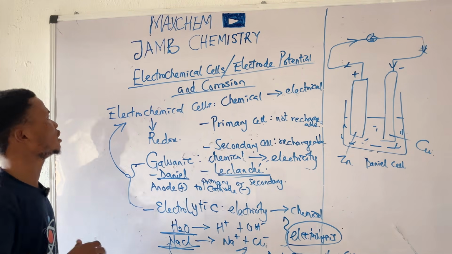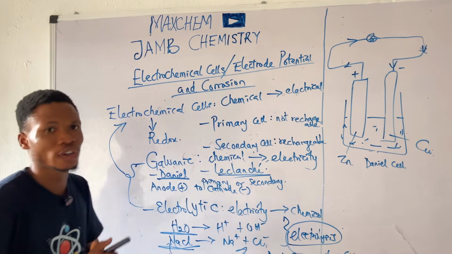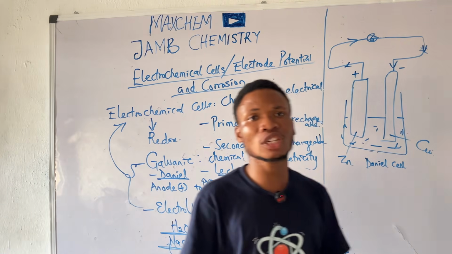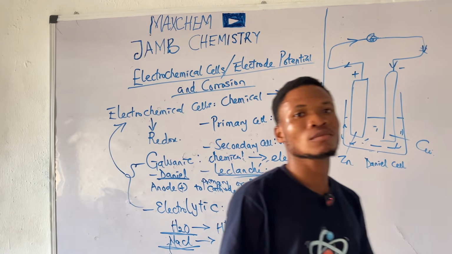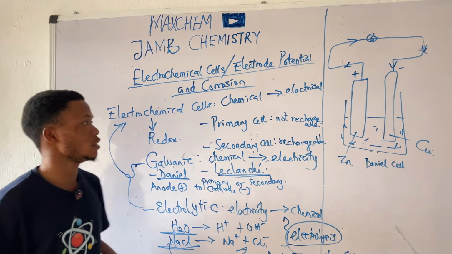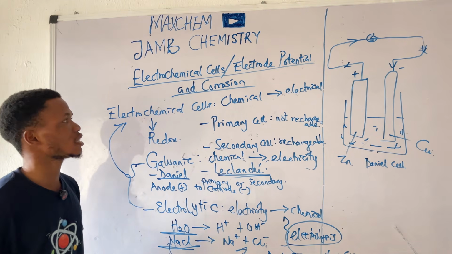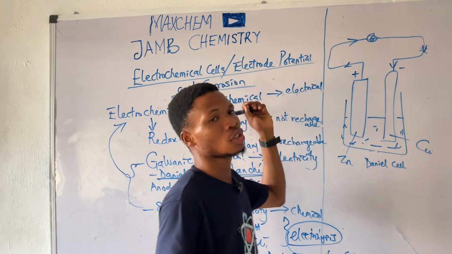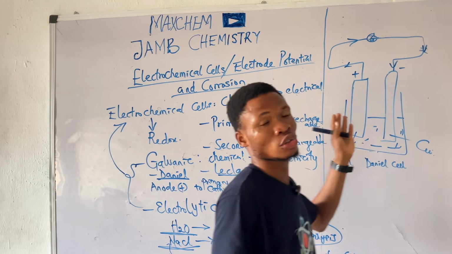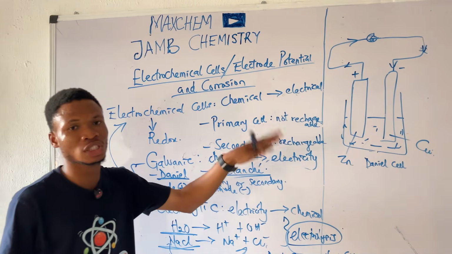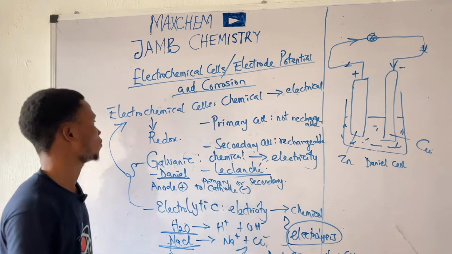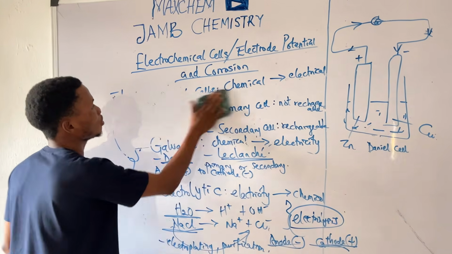So that is electrochemical cell. Don't forget, electrochemical cells are systems that convert chemical reaction to electricity, or chemical energy to electrical energy, and vice versa. So that is electrochemical cell.